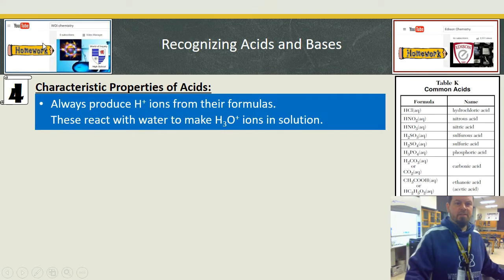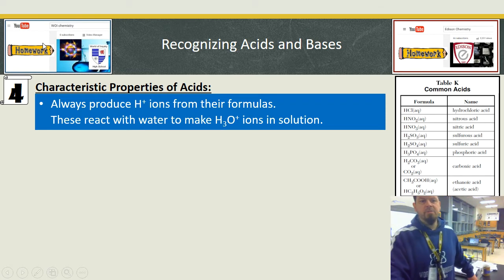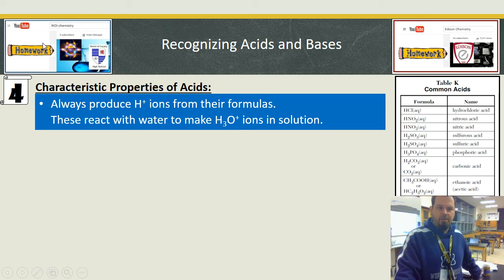Properties of acids and bases. These are a mixture of chemical and physical properties. So they always produce H+ ions in solution. They react with water to make those H3O+ ions in solution. So remember, H+ and H3O+ are the same thing. H+ along with water, which is H2O, makes H3O+. So if H3O+ is present, H+ is present, acid.